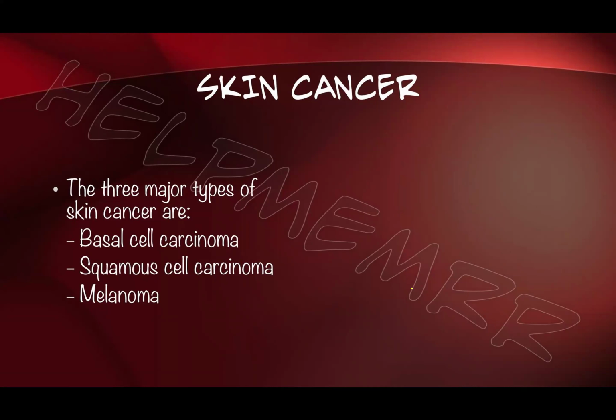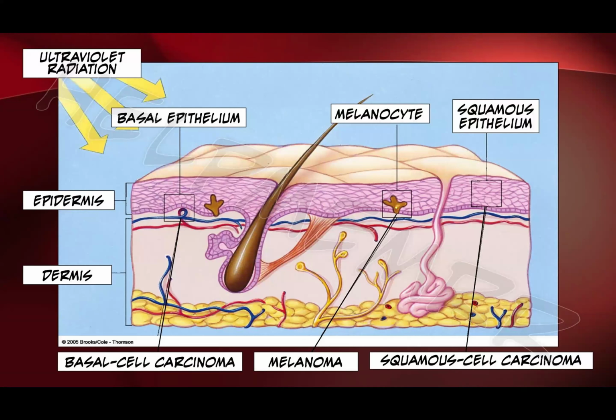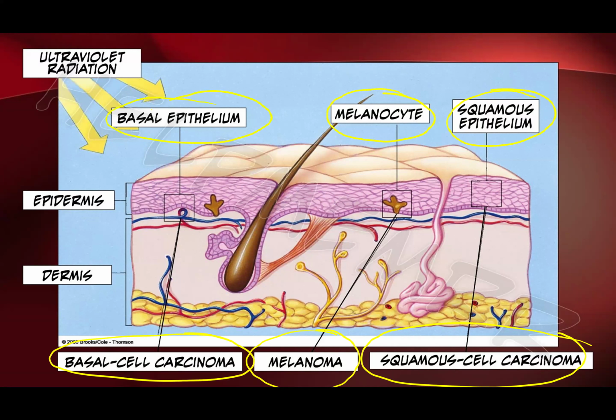So the three types that we're going to talk about are going to be basal cell, squamous cell, and melanomas. So basal cell carcinomas, squamous cell carcinomas, and melanomas. It really depends on the origin. If the problem is a melanocyte, then it's a melanoma. If it's a squamous cell that's found in the epidermis, then it's going to be squamous cell carcinomas. If it's found on the basal cells, the basal epithelium of the epidermis, then those are going to be basal cell carcinomas.